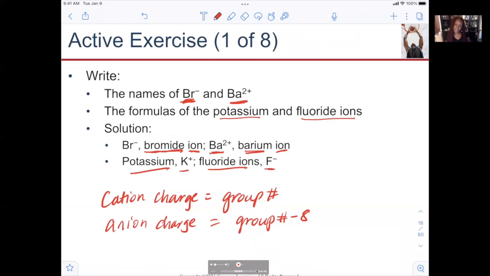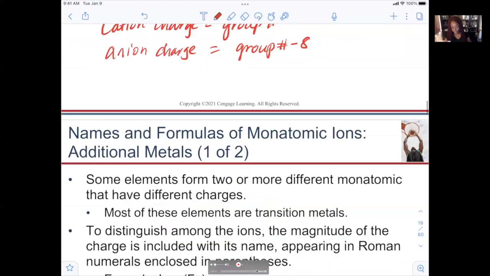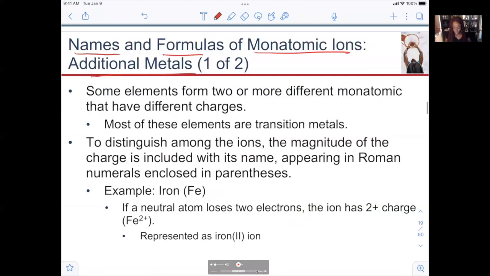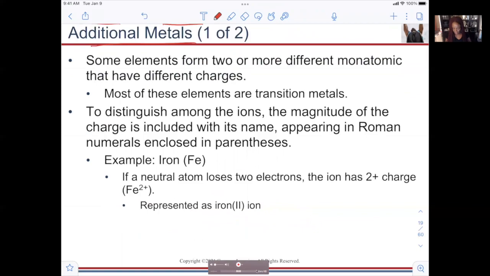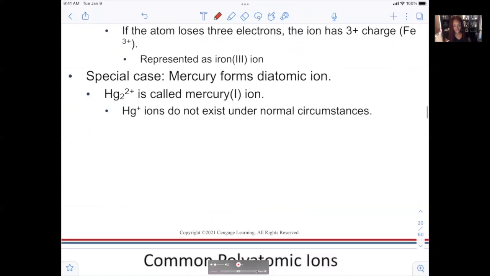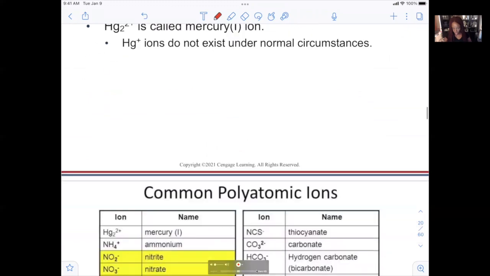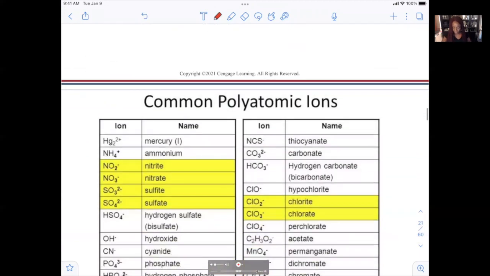Sometimes for the positive ions, the cation ions, they leave the word ion out, but you want to know it's an ion based on the context of the conversation, or what you're reading. So now we're looking at names and formulas for monoatomic ions, additional metals. Here we're looking at a summary of what I talked to you guys about: naming the metal ions that have variable charges. I'm not going to go into all this stuff here.